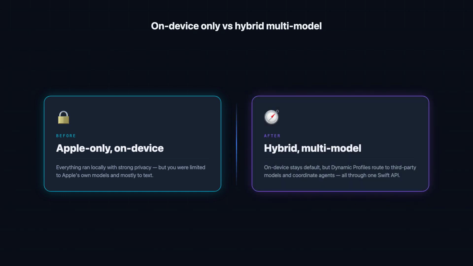After, it's a hybrid, multi-model setup. On-device stays the default, but dynamic profiles can route to third-party models and coordinate multiple agents, all through one Swift API. Apple keeps privacy at the core while finally letting other models into the flow.